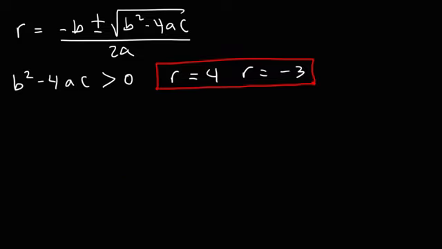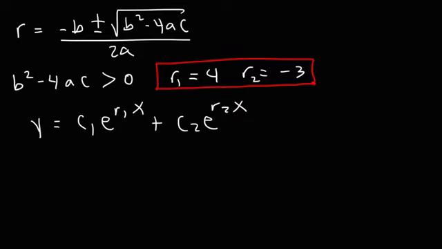When you have this situation, the general solution to the differential equation will be y is equal to c1 e to the r1x plus c2 e to the r2x. All you got to do is plug r1 and r2 into that formula. So this would be r1, that would be r2, and that will give you the general solution. When dealing with an initial value problem or a boundary problem, you need to solve for c1 and c2.